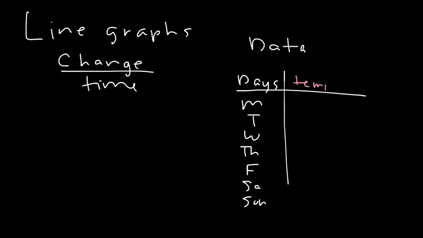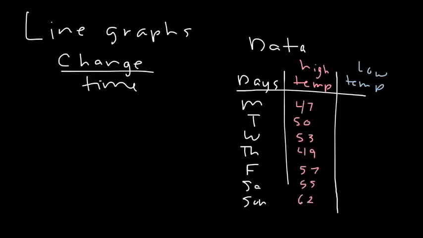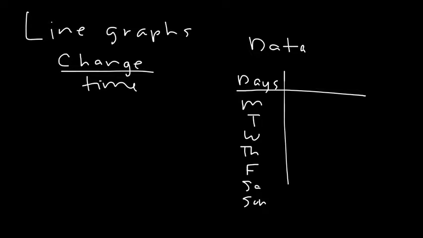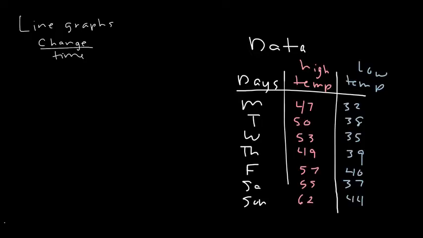The other thing I want to look at is the high temperature, so I'm going to write this in red. I also want to look at the low temperature, so I'm going to write that in blue. So again, this one is the low temperature, and here in red we're going to be looking at the high temperature. I'll put some random numbers in here, and let's figure out how to graph these.